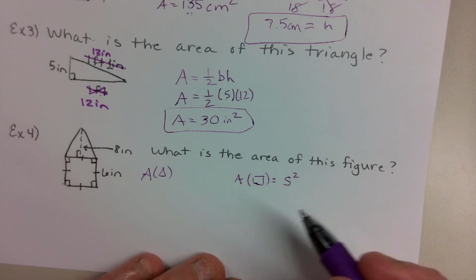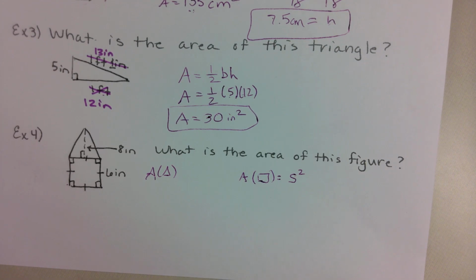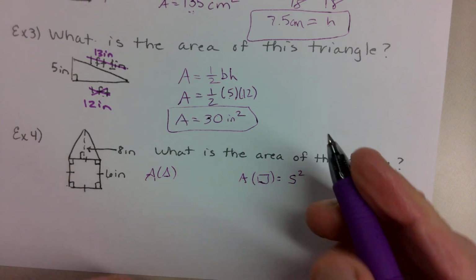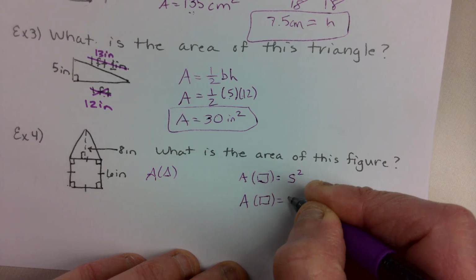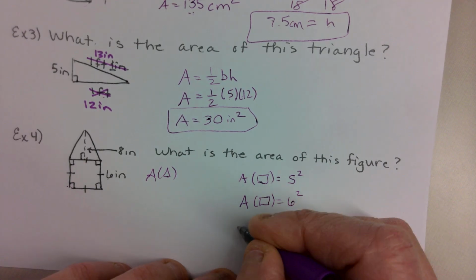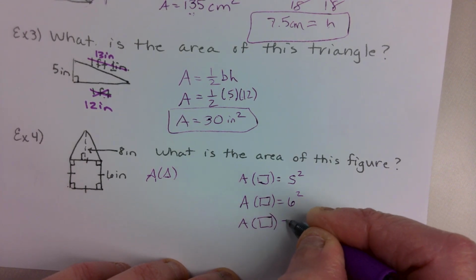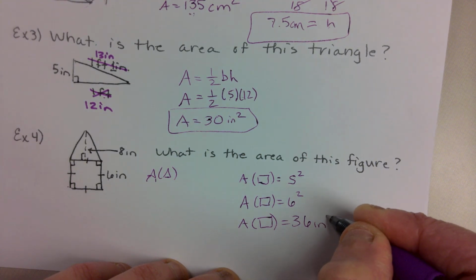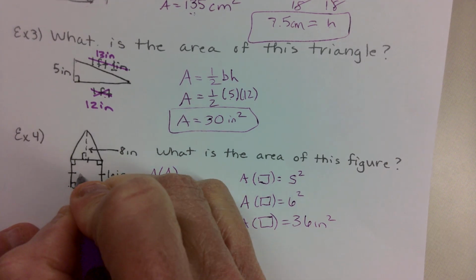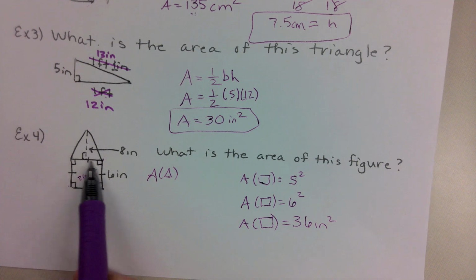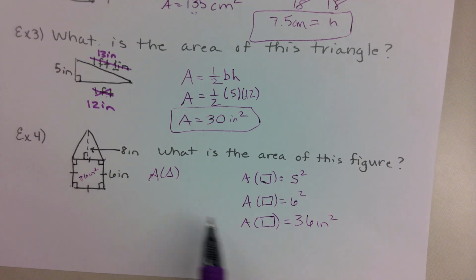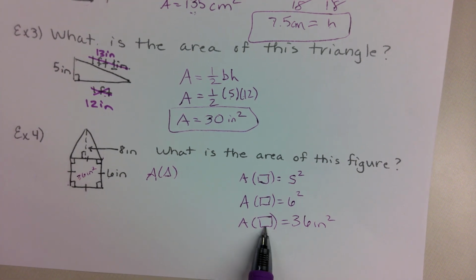Back down here. Area of a square. Side is 6. So area of that square is 6 to the 2nd power. And the area of the square is 36 inches squared. So we got that part. 36 inches squared. But I need to get the area of the triangle too, because then I'll need to add the two together.